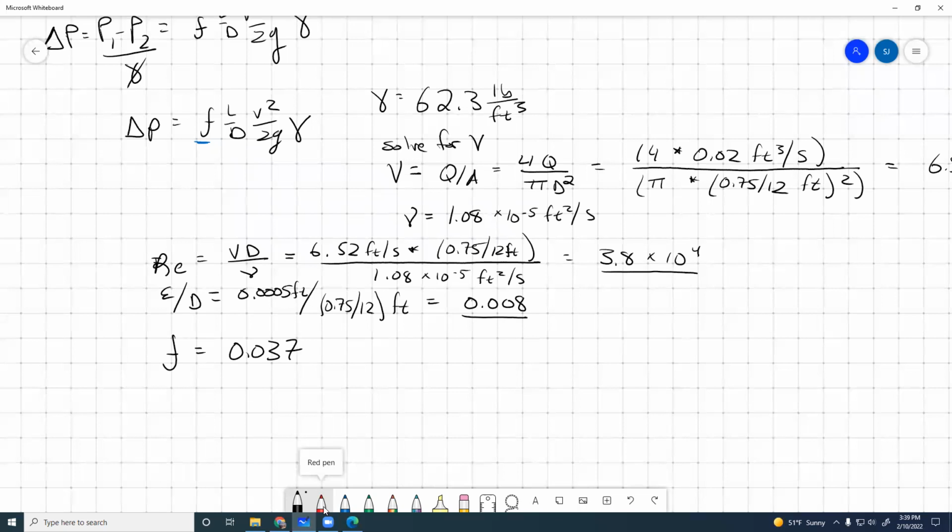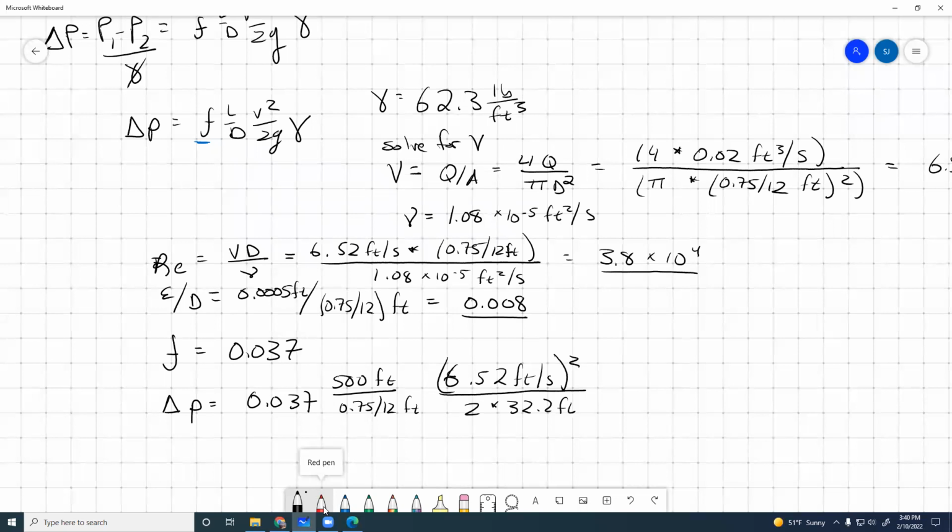Okay, so now we've got all the things that we need. It's just plug and chug, but it does take a lot of steps to get there. So delta P is going to be equal to our friction factor times our length over our diameter times our velocity squared over 2g, finally times our gamma.